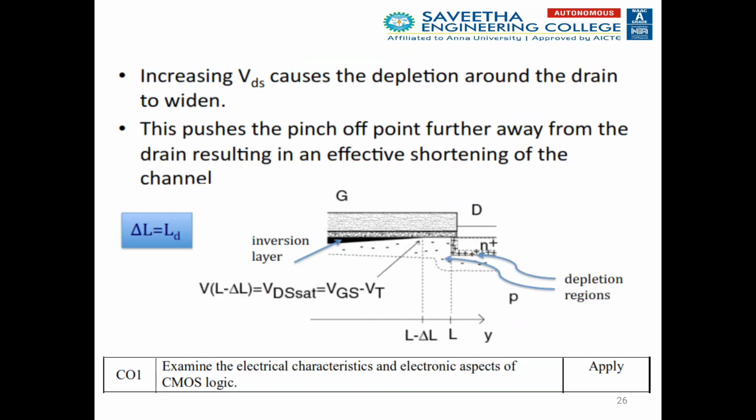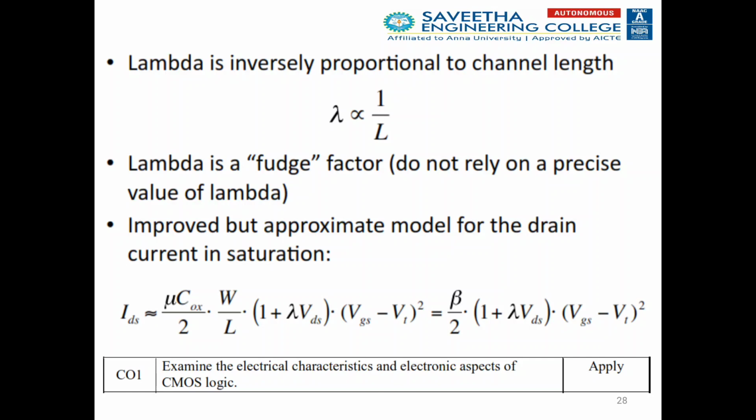Increasing VDS causes the depletion region around the drain to widen. This pushes the pinch-off point further away from the drain, resulting in an effective shortening of the channel. So delta L equals delta LD. Lambda is inversely proportional to the channel length. So lambda is a factor dependent on the precise value of L.